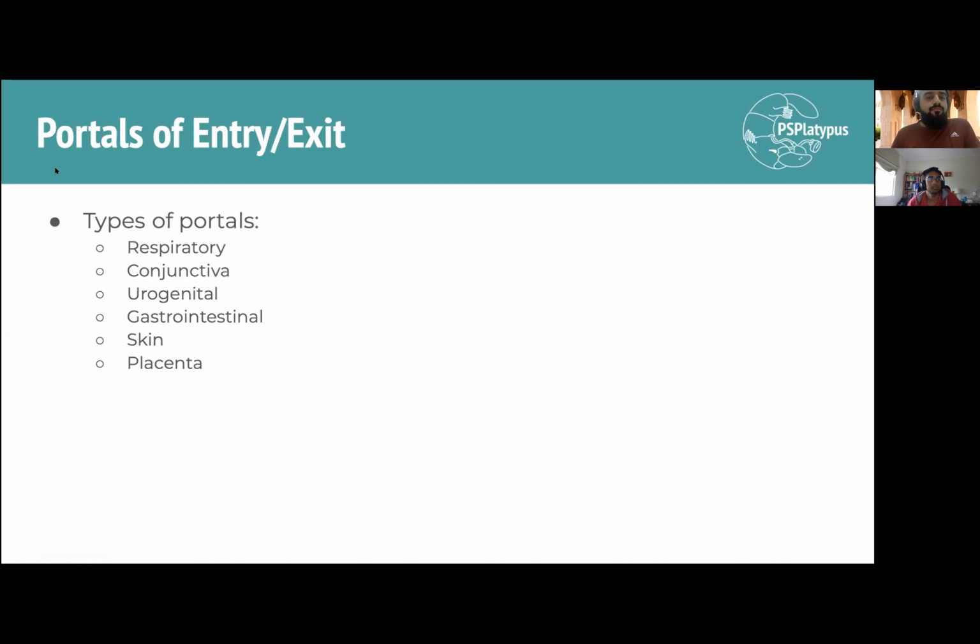And now we'll talk about the portals of entry and exit, like where these pathogens can enter our bodies. So there are 6 types of portals: respiratory, conjunctiva, urogenital, gastrointestinal, skin, or placenta.